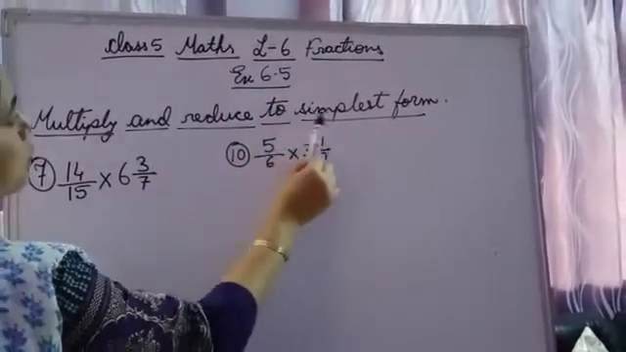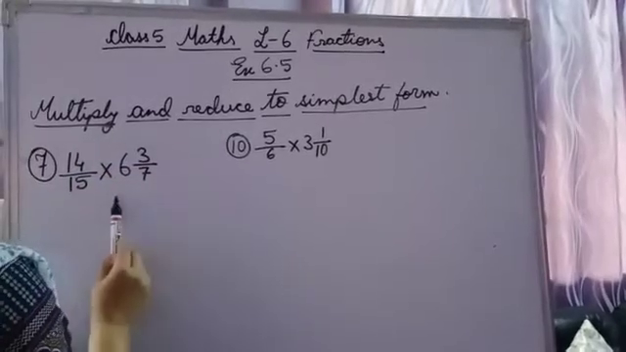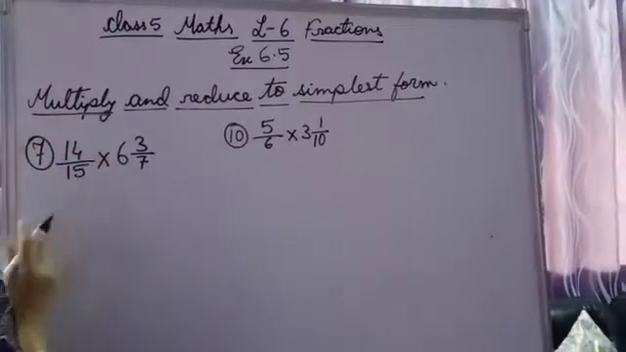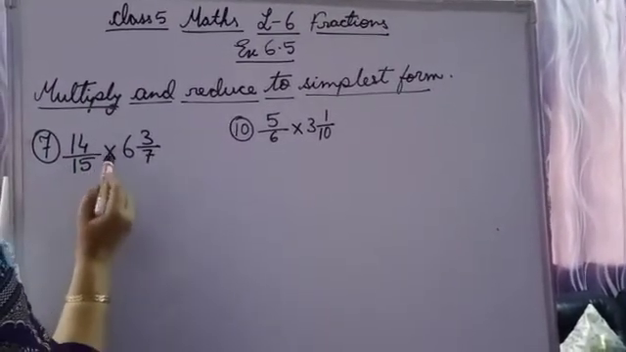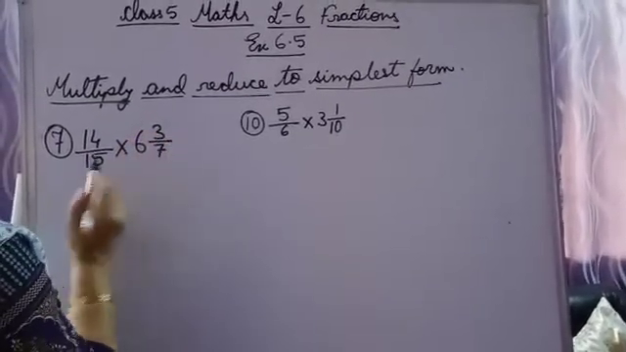Multiply and reduce to simplest form. So we have to multiply, and whatever answer we get, we will reduce to simplest form. Okay, now let us start the sum. The question is 14 by 15 into 6, 3 by 7. So this is a mixed fraction.